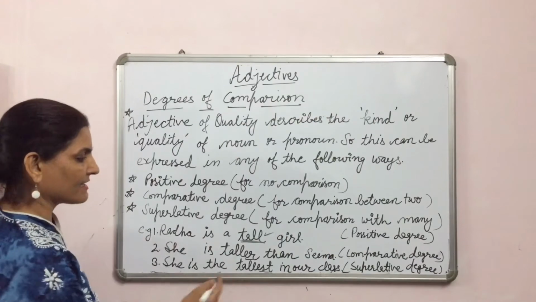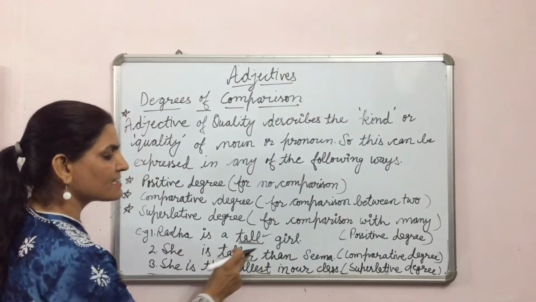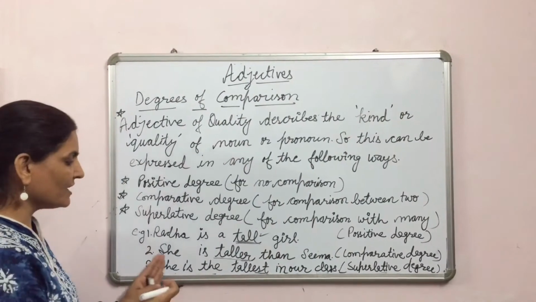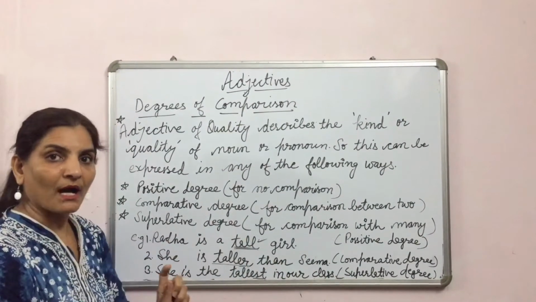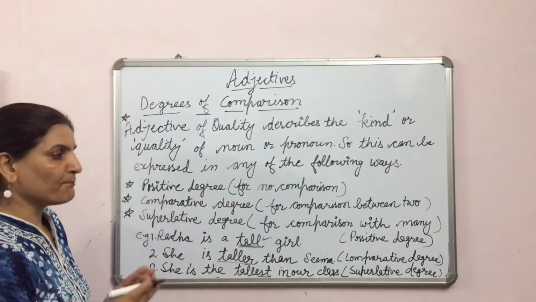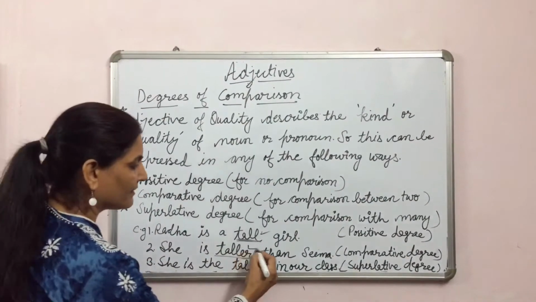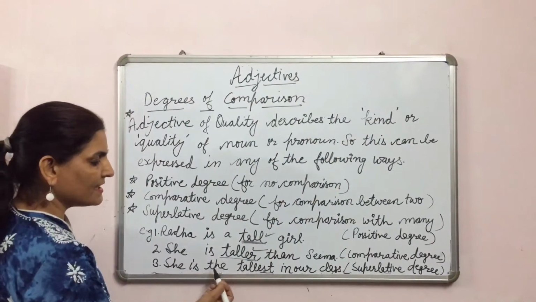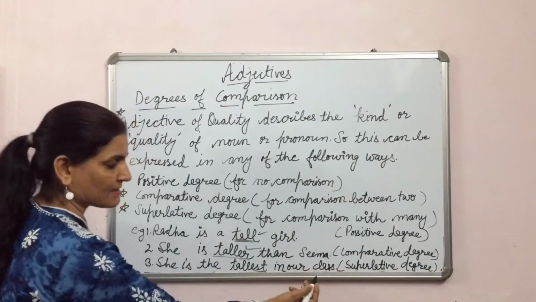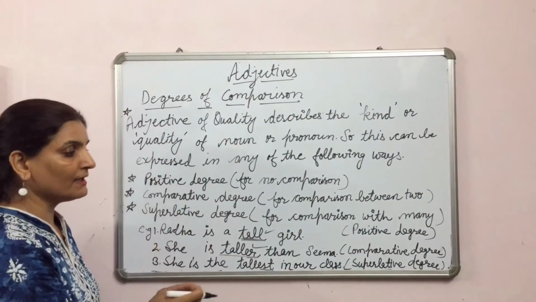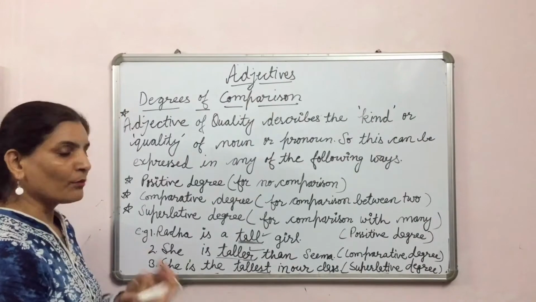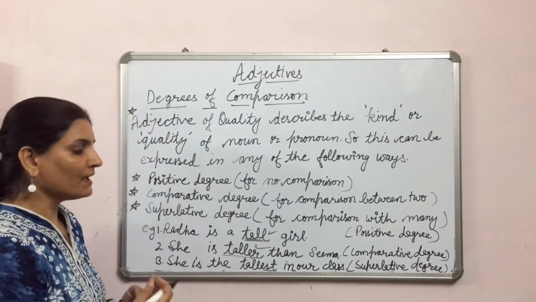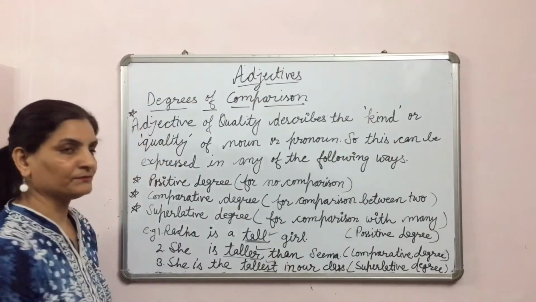In the second sentence, she is taller than Seema. Here there is comparison. She is compared with Seema. So we have used comparative degree, that is taller. In the third sentence, she is the tallest in our class. Here she is compared with many or a group of students. So we have used here the superlative degree, means tallest.